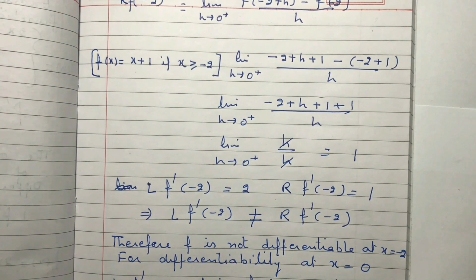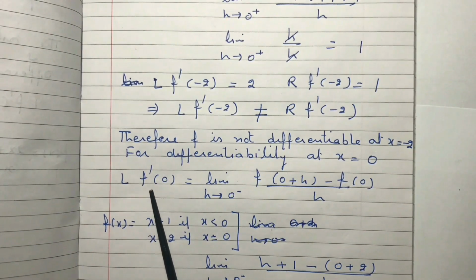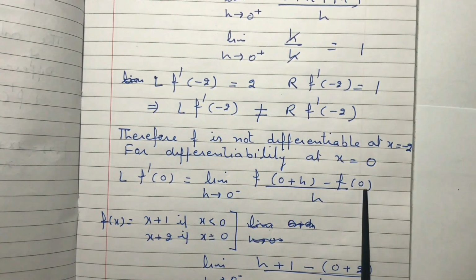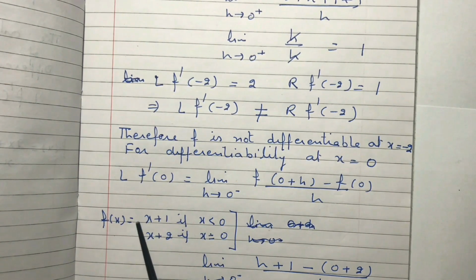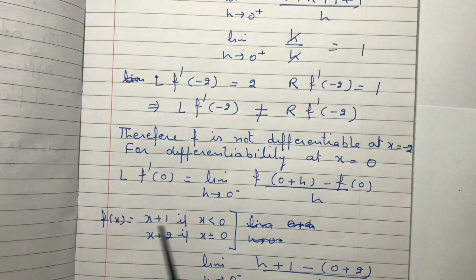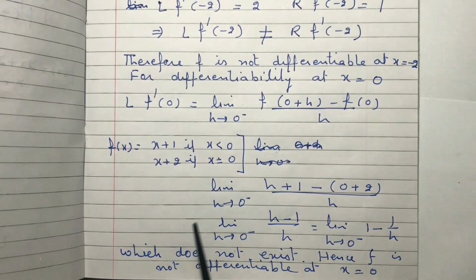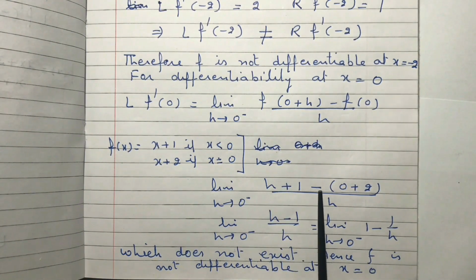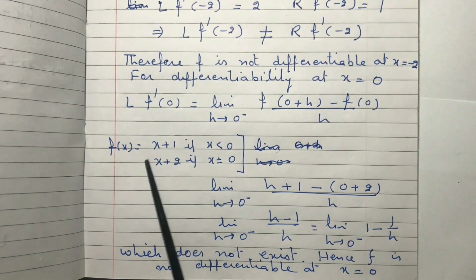Again, we will find the left hand derivative as well as the right hand derivative. The left hand derivative is f'(0) = limit h tends to 0 minus of [f(0 + h) - f(0)] / h. Now, for x less than 0, we have the function x + 1. For x equal to 0, we have the function x + 2. So limit h tends to 0 minus, here we will have [(h + 1) - (0 + 2)] / h. For f(0 + h), we use the first function, and for f(0), the second.